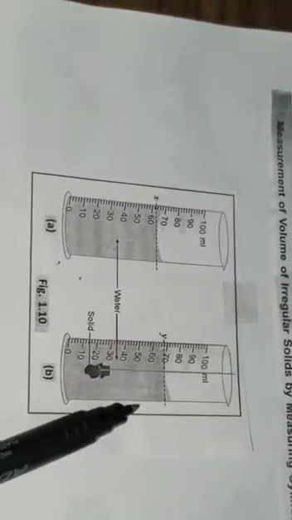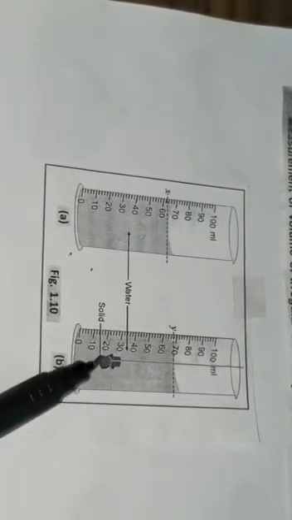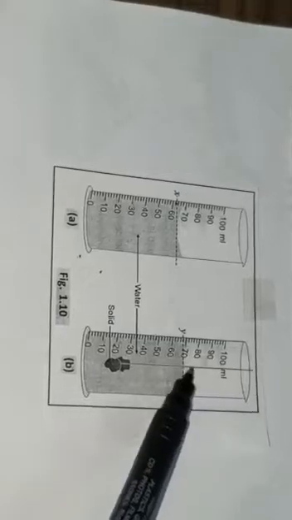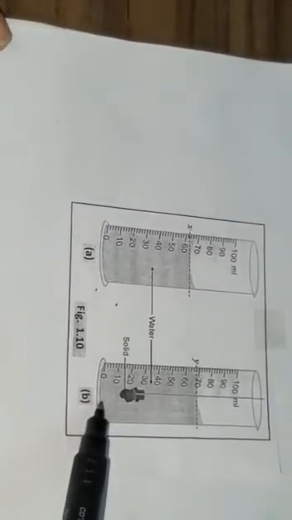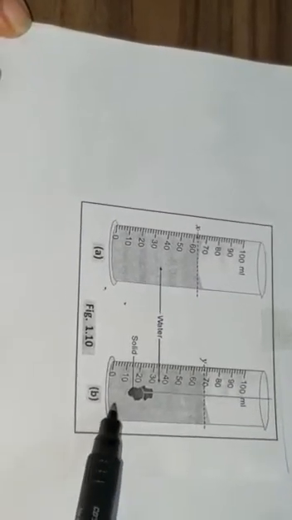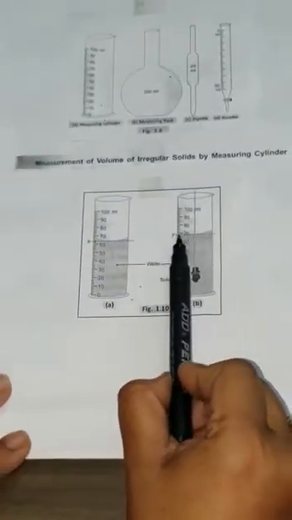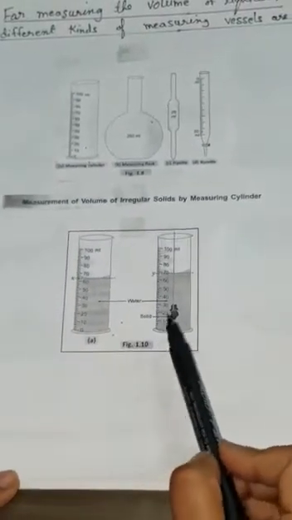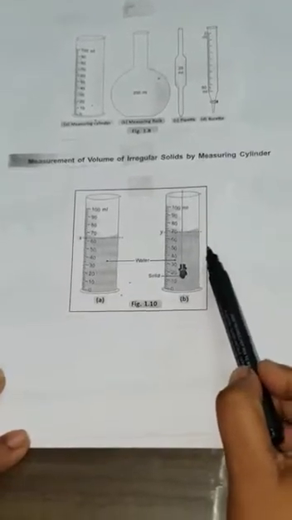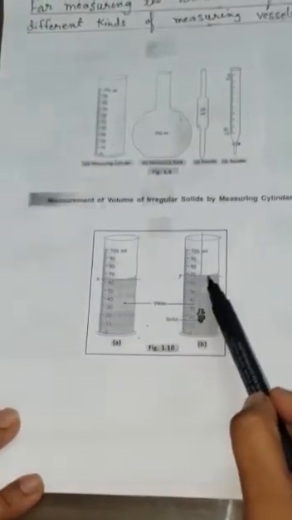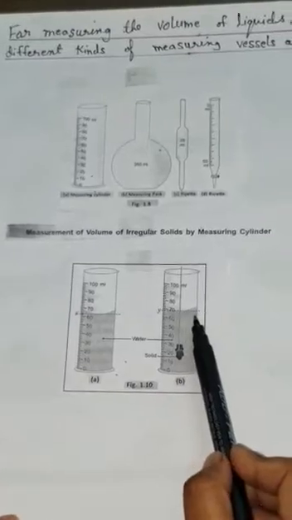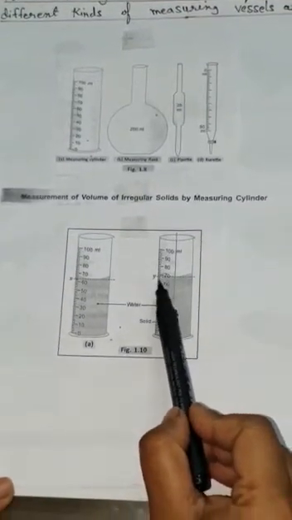Now here tie the solid, I have taken stone. Tie the stone or the solid with a fine thread. This is a fine cotton thread. Lower the solid gently in water so that it is completely immersed in it. Understand? So now observe the level of the water. What will you see? Now you can see the level of the water in the measuring cylinder will rise as the stone displaces the water equal to its own volume. Now you have to record the new volume. Let us say Y. Y is the new volume in cc.